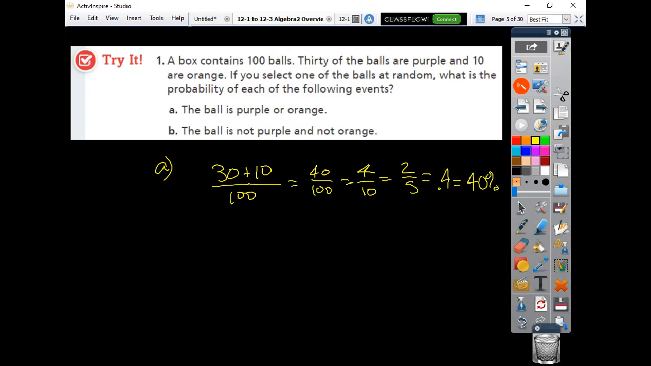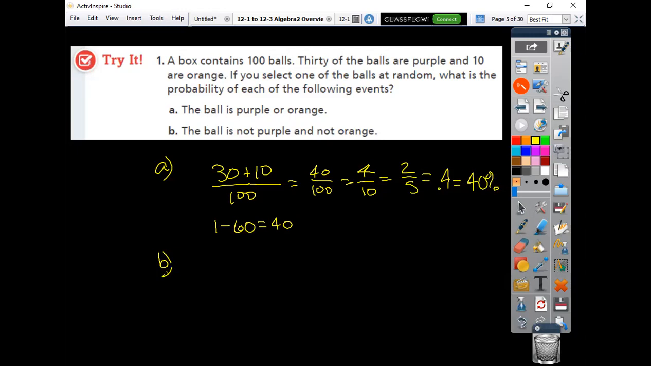Now, you could have done that maybe the other way too, because you could have said, well, 1 minus, well, how many of the others are in the box that don't work? And if there's 40 that work, there were 60. So you could have got the 40 by thinking of it that way with the complement sort of reasoning. B, the ball is not purple and not orange.